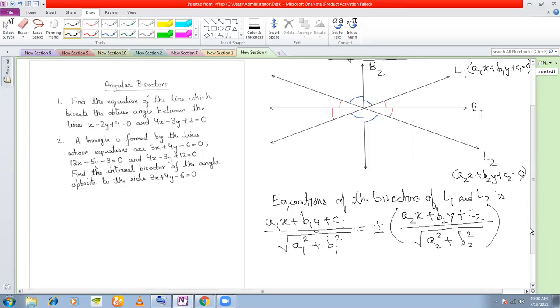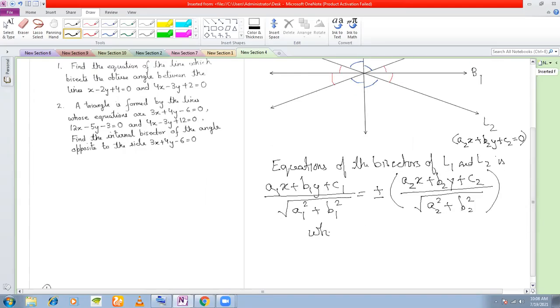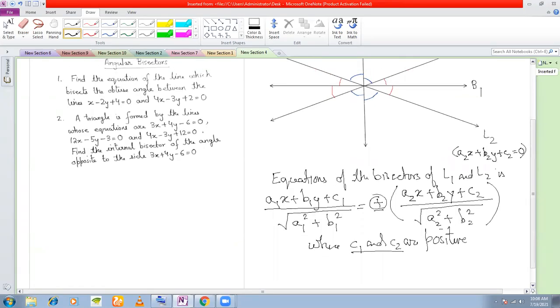Obviously, remember, C1 and C2 have to be positive. If they are negative, you make them positive. How do we make it positive? We'll see. But just remember for the time being that C1 and C2 have to be positive. Now, how do you get the equation of the two bisectors? You take the plus sign, you'll get the equation of one bisector. You take the minus sign, you'll get the equation of the other bisector. Okay, so let us see.